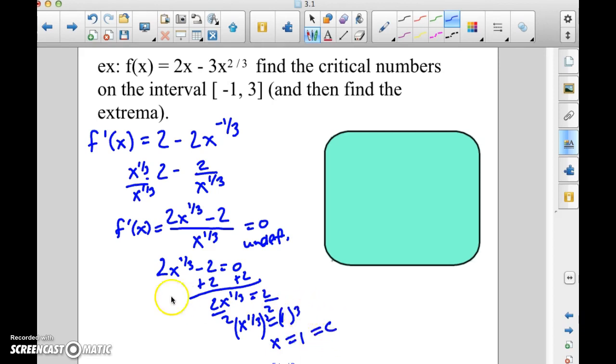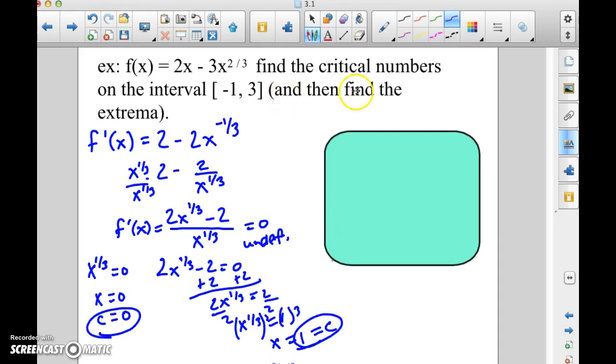C is 1. Another critical number occurs when the denominator equals 0. That's where the fraction's undefined. Again, cube both sides and you get x equals 0. So my critical number is 0. So I have two critical numbers, 1 and 0. Those are places where I could have a max or a min.